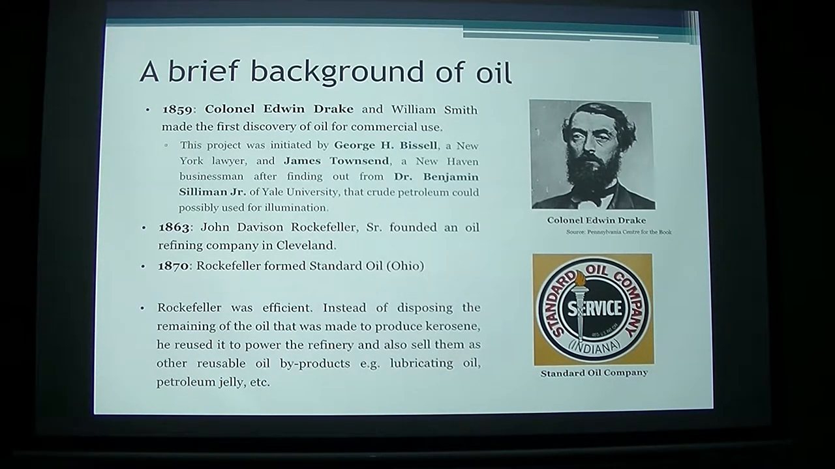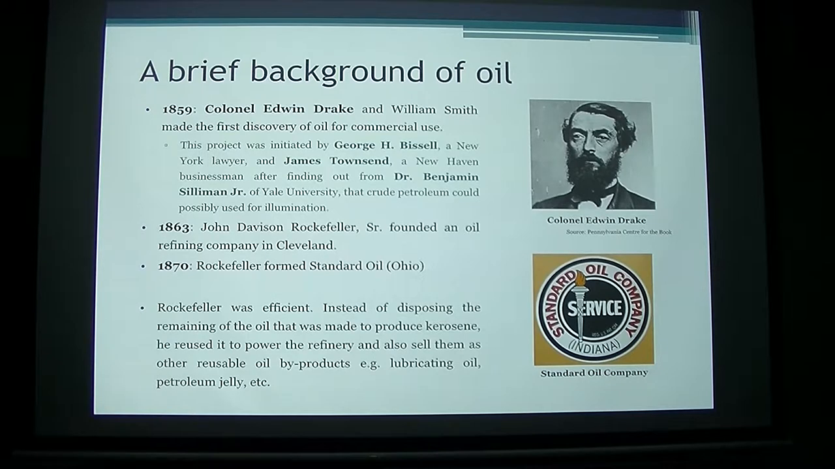John Davison Rockefeller Sr. was the wealthiest man in the world, because he was an entrepreneur, and in 1870 he formed an oil refinery company called Standard Oil. The thing about Standard Oil is that it is one of, if not the biggest, oil refining companies in the world back then.